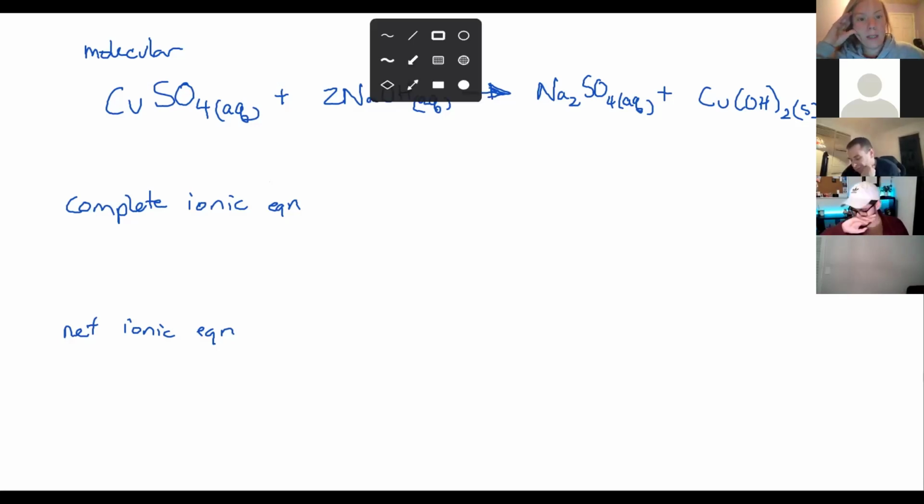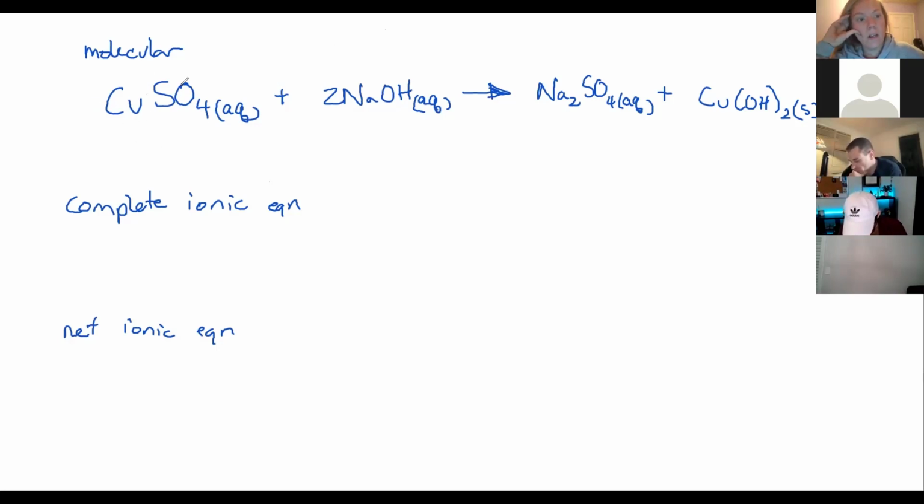Okay, so let's break these things up. And actually, even before we break it up, let's just write a charge above everything. So if I kind of cut this thing in half, sulfate has a 2- charge. Copper has a 2+ charge. They need to balance each other out. Hydroxide has a -1 charge. Sodium has a 1+ charge. So breaking this up, I've got copper, Cu. It should have a 2+ charge, and you write a little AQ. There's only one of them. Sulfate, SO4, with a 2- charge, and this is aqueous.